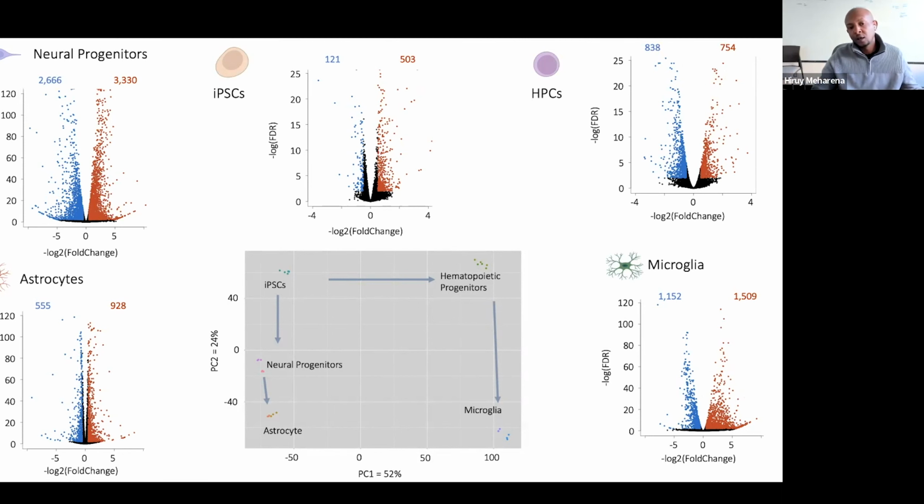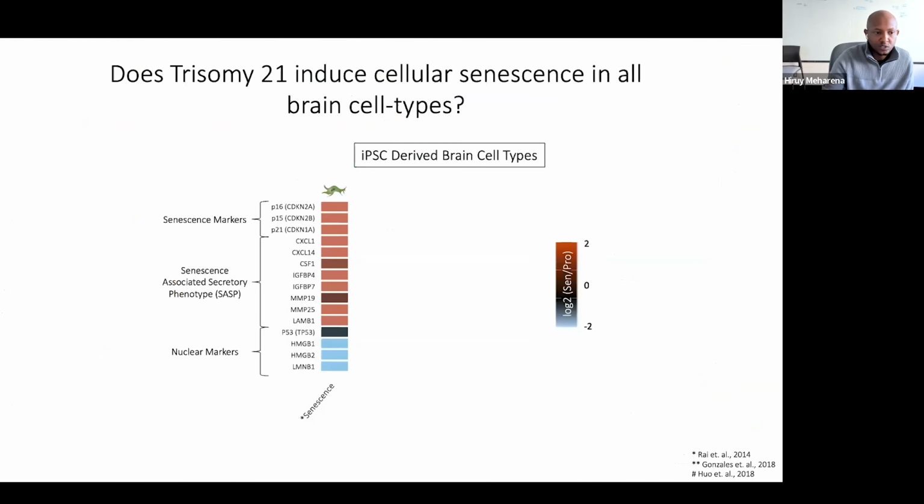So we wanted to take this whole RNA sequencing data set that we've now generated for individuals with Down syndrome and assess if senescence is actually happening in all of these cell types or in a subset of these cell types. So just to give you a brief reminder, there are these classical senescence markers, which are P16, P15, and P21. There are the senescence-associated secretory phenotype signatures that are also upregulated. Red means it's just upregulated, and then these nuclear markers are downregulated.